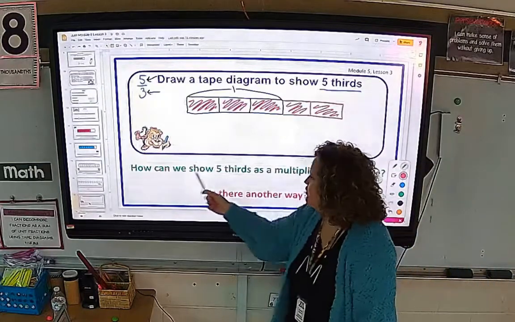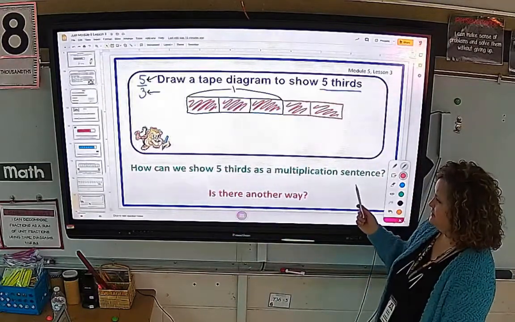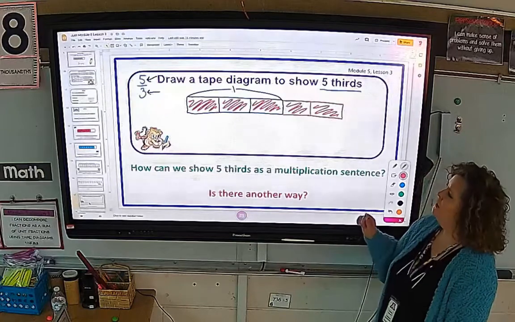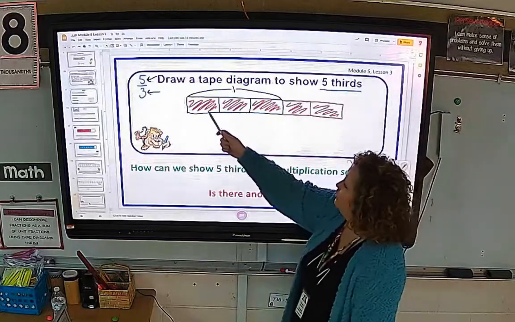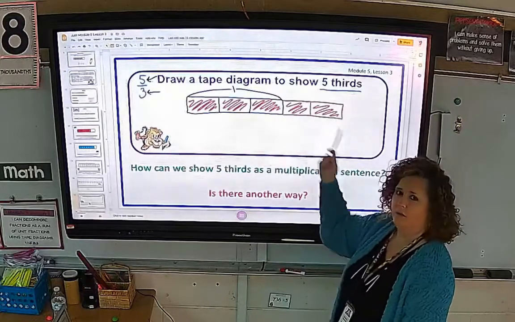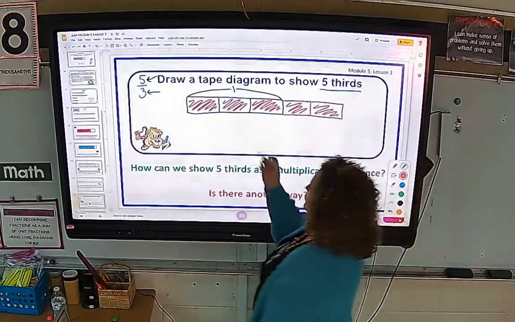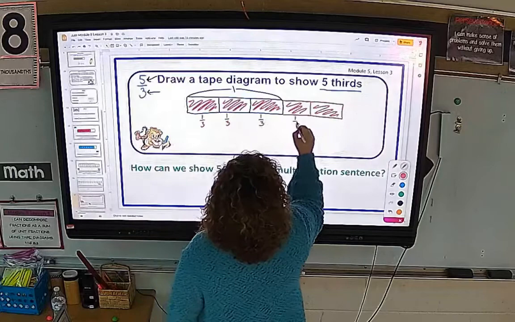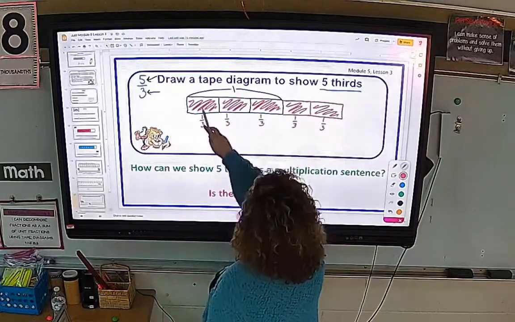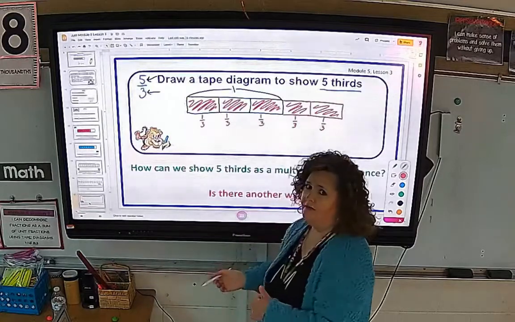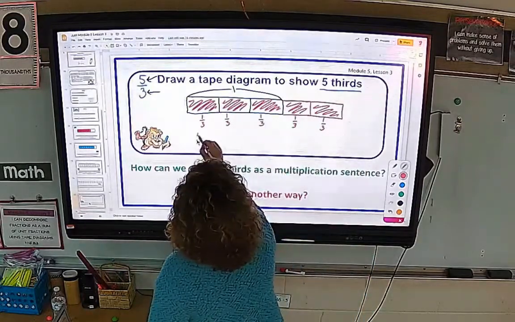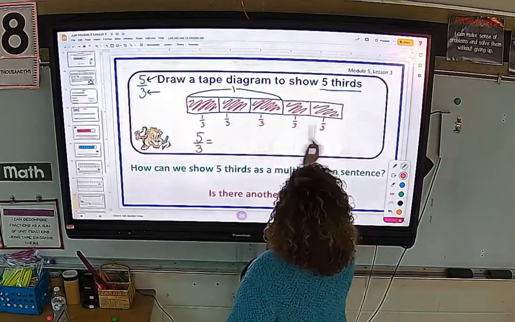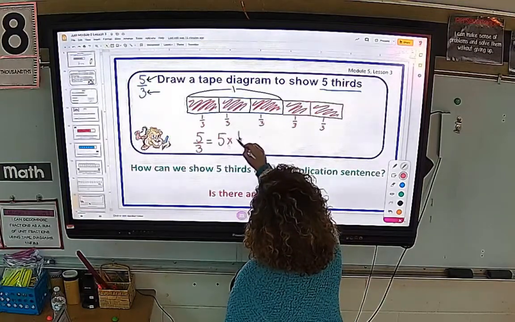Now, how can we show 5/3 as a multiplication sentence? Okay, so they're jumping right to the multiplication. Well, we've got 1/3, 1/3, 1/3, 1/3, and 1/3, correct? Okay, if we needed to write that, we could. If it helps you to see this. But you might automatically recognize, okay, that's 1/3 5 times. So 5/3 is equal to 1, 2, 3, 4, 5. 5 times 1/3.